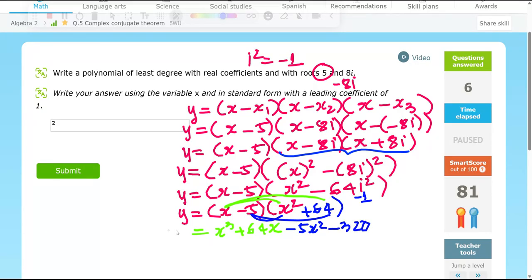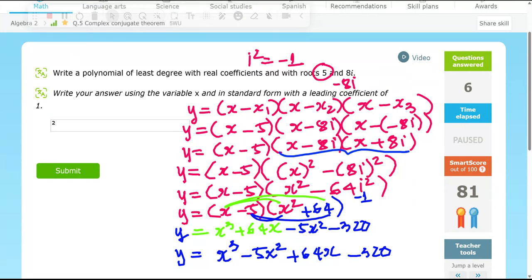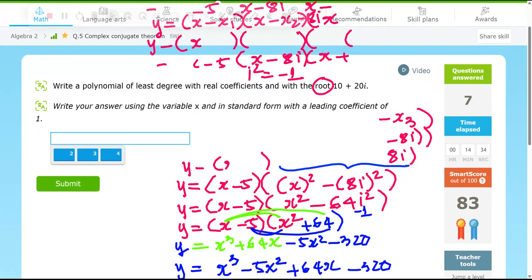Okay, so now you can line them up in standard form. With power 3 going first, and then subtract 5x squared next, and then plus 64x next, and the number is negative 320. Okay, so I put in my answer box and I'm done. x cubed subtract 5x squared plus 64x and then subtract 320. All right, submit. Voila.